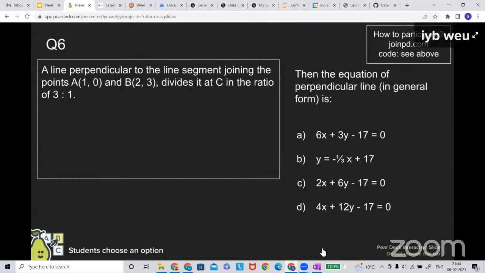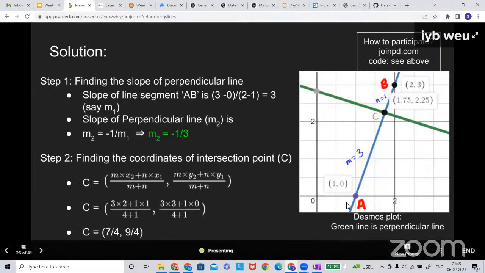So in the solution, the question is: a line is perpendicular to the line segment joining the points A and B, and it divides the segment at C in the ratio 3:1. We need to find the equation of that line. In the figure you can see the line segment and a perpendicular line intersecting it, with the ratio given as 3:1. To find the equation of this perpendicular line, first we need to find the slope of the segment. So how will we get the slope?